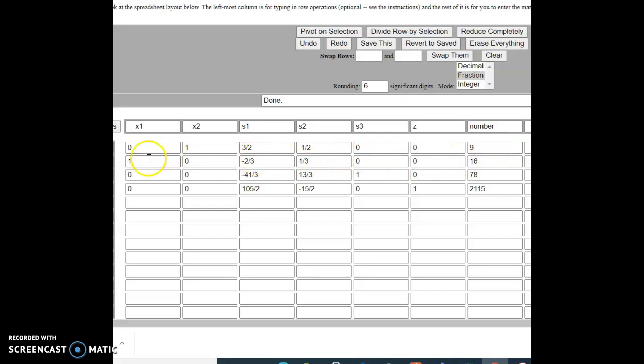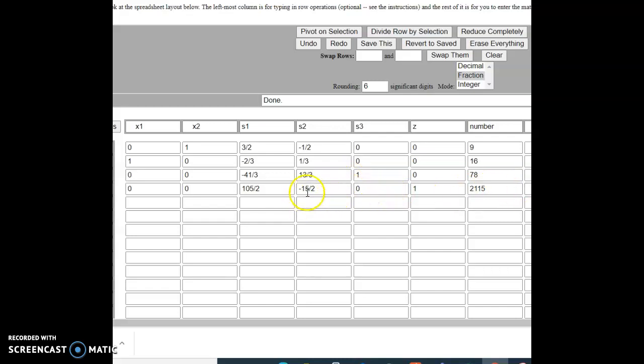Here I have a fraction of 3, so this will be 3, negative 2, 1, those zeros stay, and then 48. Here, multiply by 3: 0, 0, negative 41, 13, 3, 0, and whatever 78 times 3 is. Okay, and then the bottom row I double because I have a fraction. So double, double, still 0, 105, negative 15, 0, 1, and so forth.